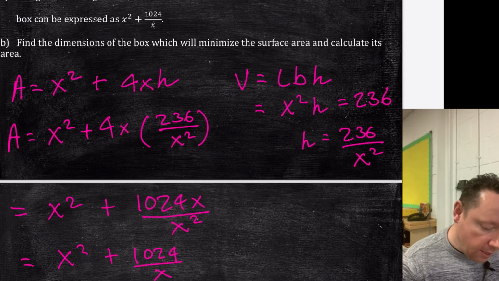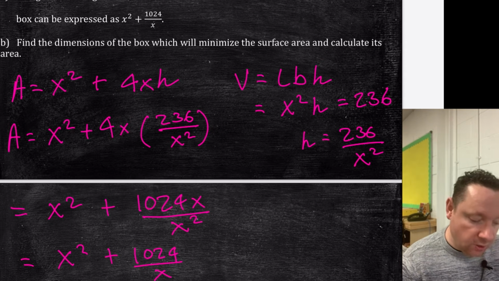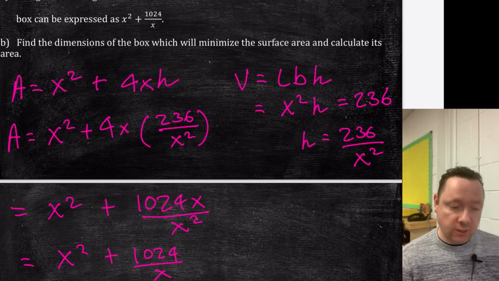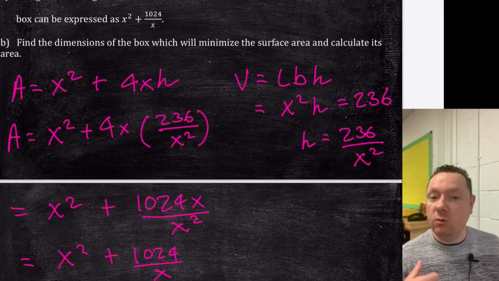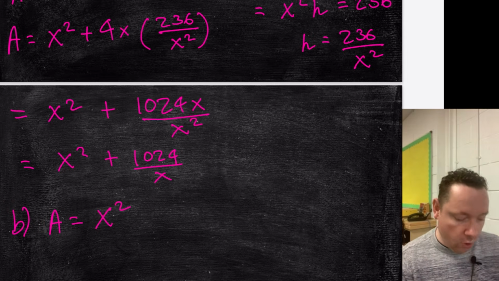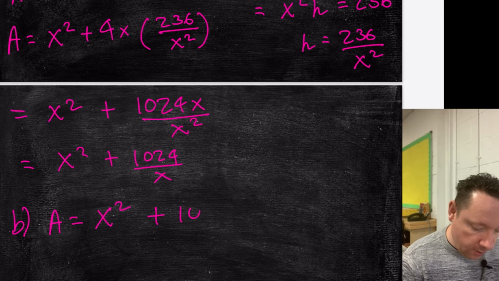Part B says, find the dimensions of the box that minimise the surface area. Minimise or maximise is just differentiation. That's what optimisation is. So even if you can't do part A, part B is worth lots more marks, so don't get worried. We're going to do part B anyway. So for part B, we know our area is above, but we're going to rewrite that in differentiable form. So x squared plus 1024 x to the minus 1.